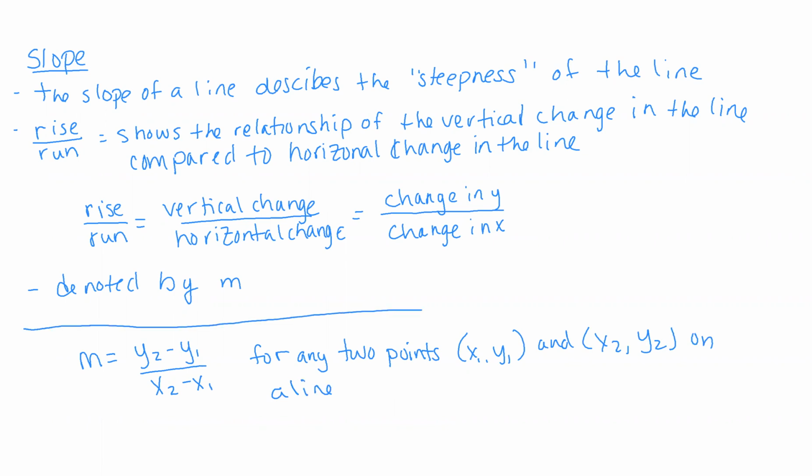So slope represents the steepness of a line. It shows the relationship between the vertical change in the line compared to the horizontal change in the line. Quite literally, slope is the ratio of the change in y to the change in x. It's denoted by a lowercase m, and the official formula that you're going to have to know is this right here: the slope is equal to y2 minus y1 divided by x2 minus x1, for any two points (x1, y1) and (x2, y2) on a line.